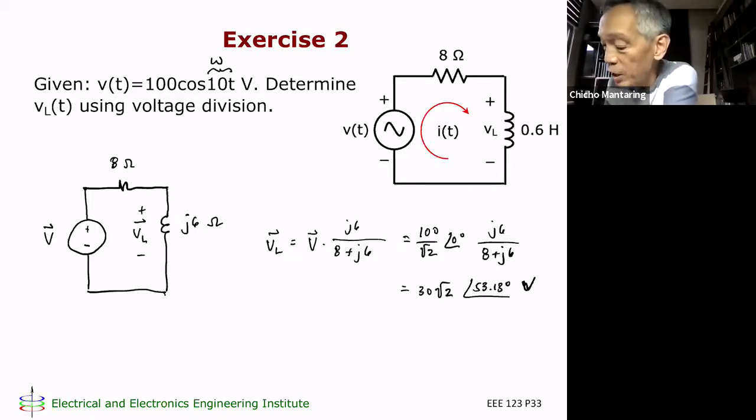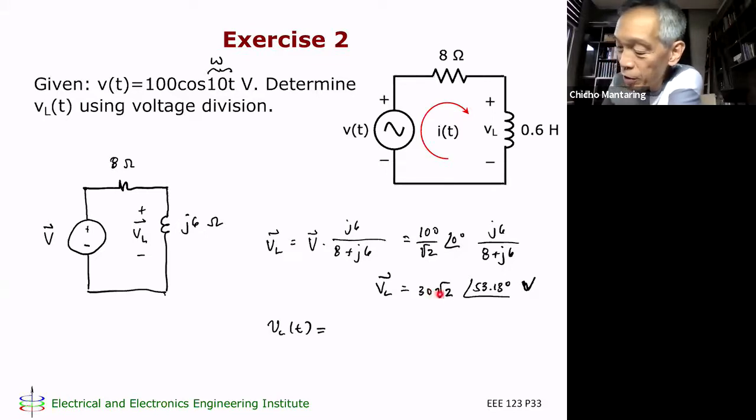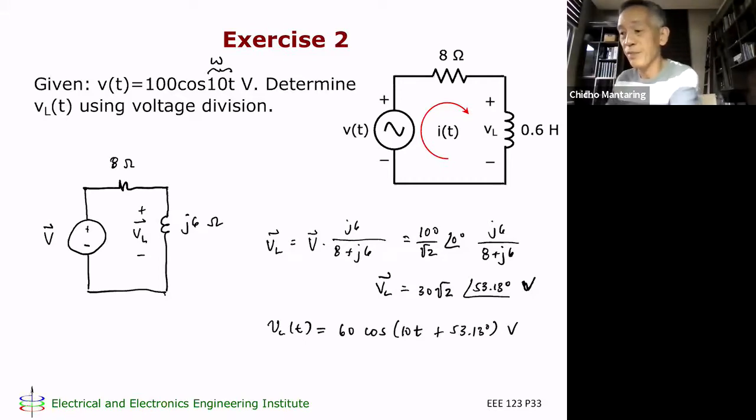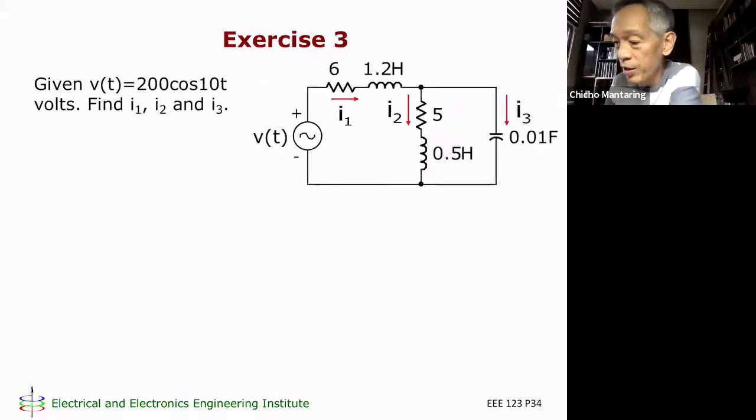Anyway, if you convert this back to v_L(t), because remember this is your phasor, this 30 times the square root of 2 times the square root of 2 becomes 60. And then this is cosine of 10t, where omega is equal to 10, plus 53.13 degrees volts. So that's an example of voltage division.